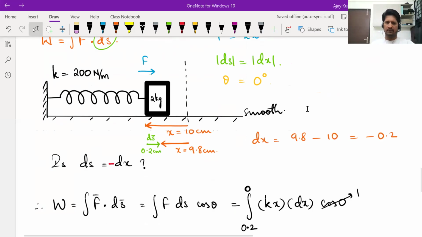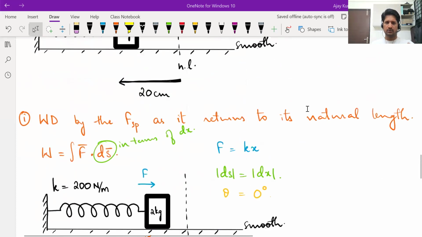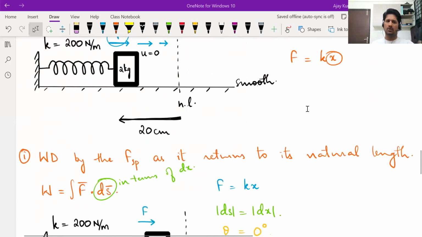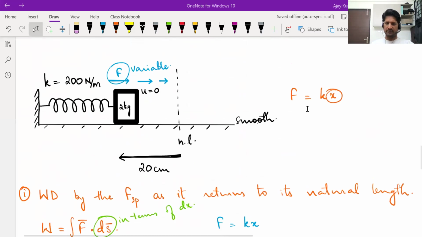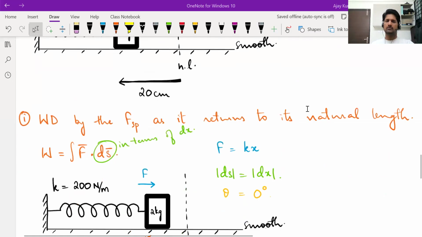Okay. If you have any doubts, you can ask. Spring was initially compressed. As it relaxes and comes to natural length, you are asked to find out how much work will be done by the spring force. We first recollected the expression for spring force, F is equal to kx, and we concluded that it's a variable force. Obviously, as the spring relaxes, the compression changes. It's a variable force. So we decided to use the formula for work done by variable force.